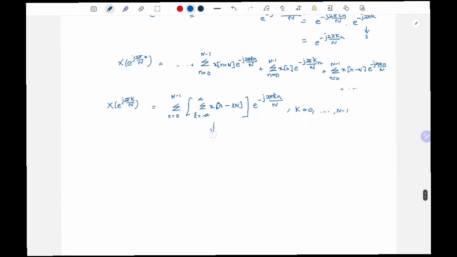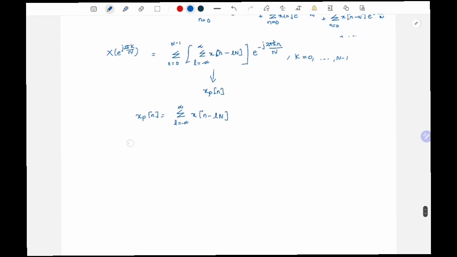So now I can substitute this with some other variable xp of n, just as a representation. So xp of n is equal to summation L equal to minus infinity to infinity x of n minus LN. So if you see xp of n plus N, if you take, it is nothing but summation L equal to minus infinity to infinity x of n plus N minus LN.